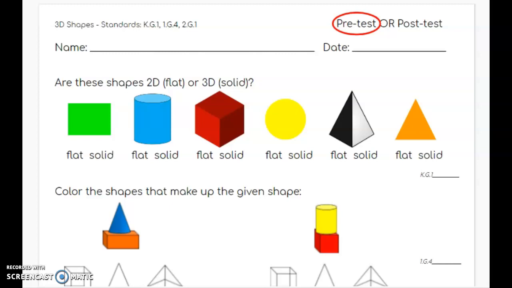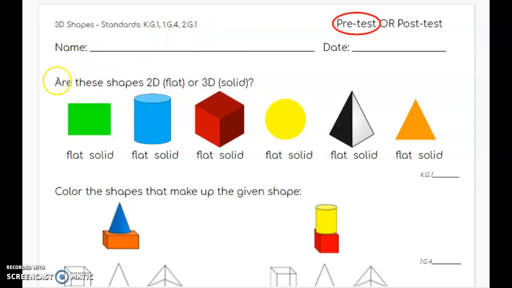This is your 3D shape test. Please make sure your name and your date is on the top of the paper. We have 4 different sections in this test. Remember, you can always pause as you're writing down your answer, and you can rewind to rewatch the directions again.